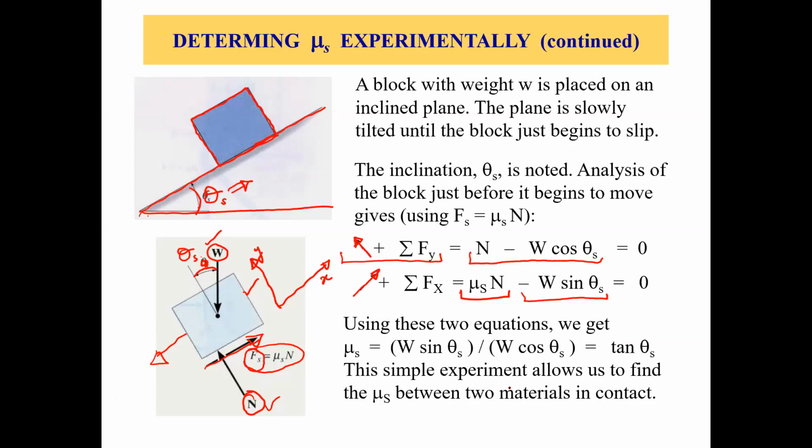Now using these two equations, what do we get? We get mu s equals W sine theta divided by W cosine theta, which amounts to tangent of theta s. So again, we get mu s equals tangent of theta s. So this simple experiment allows us to find the coefficient of static friction between two materials in contact. That's how we can find the value of mu s in the lab, just by mu s equals tangent of theta s.